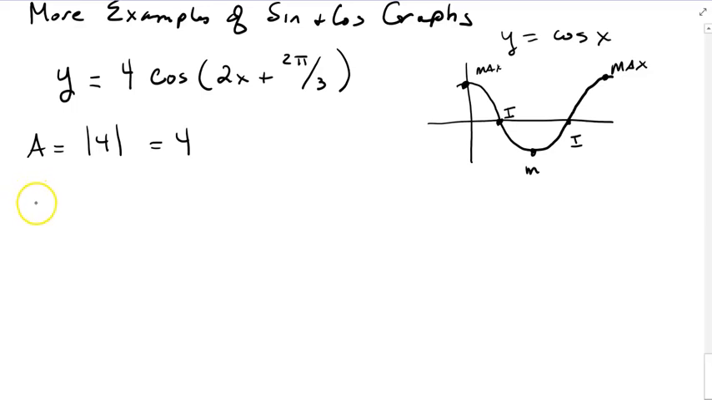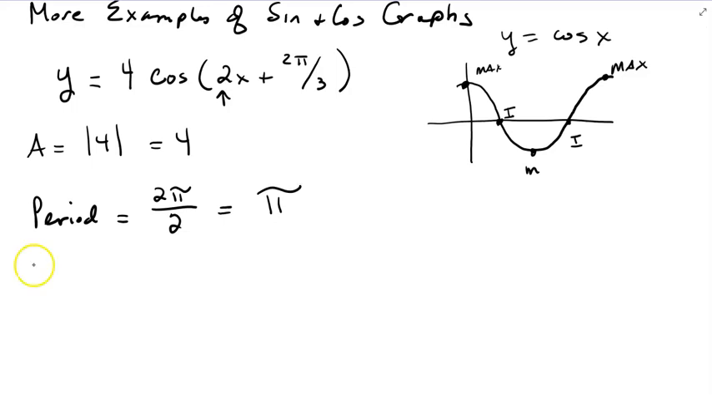Next thing, as I did before, is period. Well, just like the sine graph, the cosine graph has a period of 2 pi. So to look at the period of this graph, we take 2 pi and divide, again, by that b value. So we have a period of pi. So start to end will be pi. Phase shift.